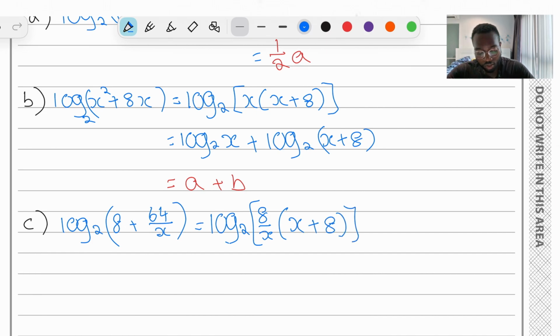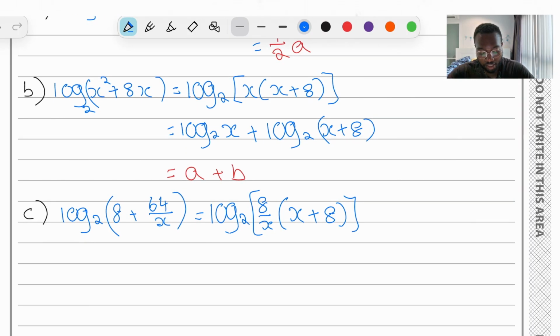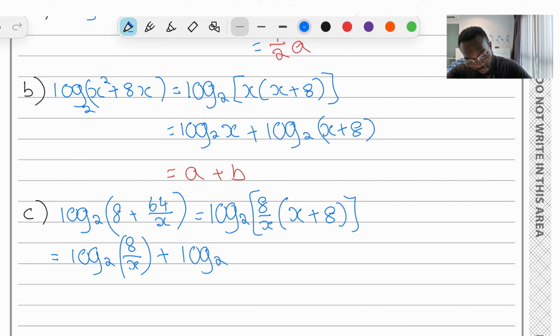Really, with these questions, you're just going to get it in the form you want. So we take a factor of 8 over x out, that leaves us with x plus 8. Now all we have to do is figure out what we're going to do with that 8 over x. Again, we can effectively break all this up. So we would have log base 2 of 8 over x, plus the log base 2 of x plus 8.